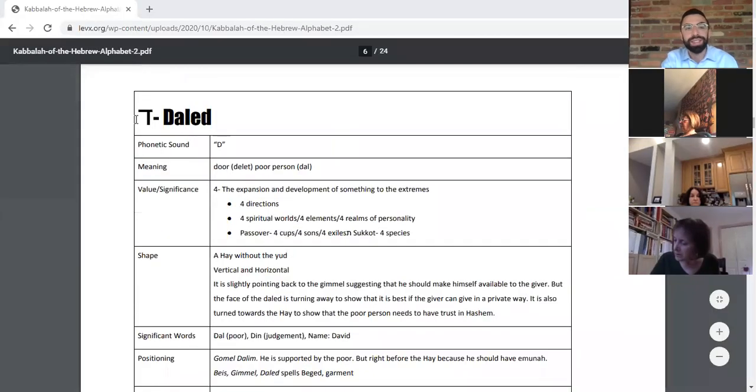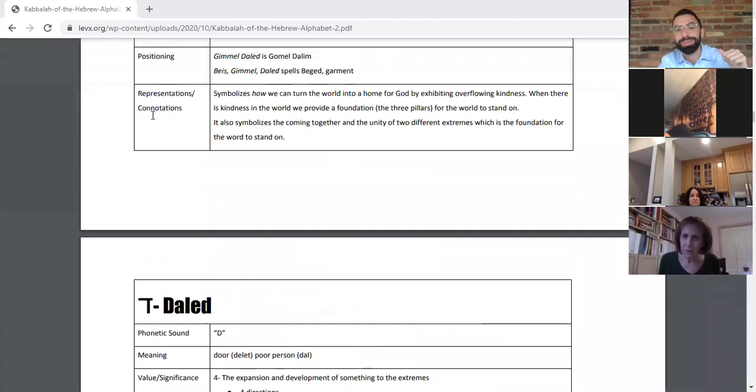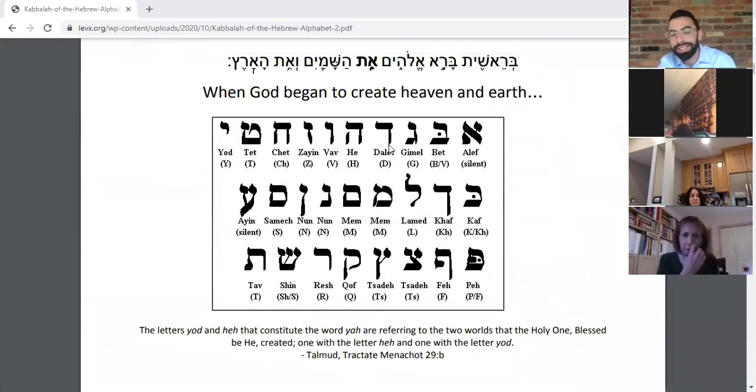You have the vertical line, you have the horizontal line, but you also have that little thing over there. You see that little thing pointing backwards, right? Pointing back to the right? Where is it pointing back to? It's pointing back to the Gimel. Take a look here. You got the little Dalet. It's got a lot of independence. It's looking forward, but it's pointing back.